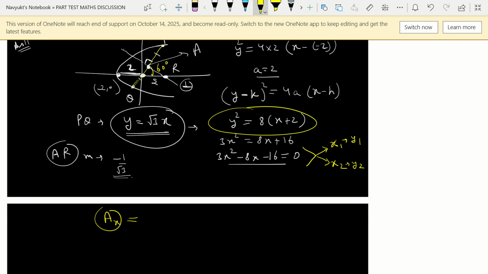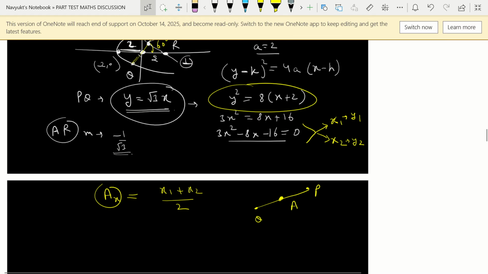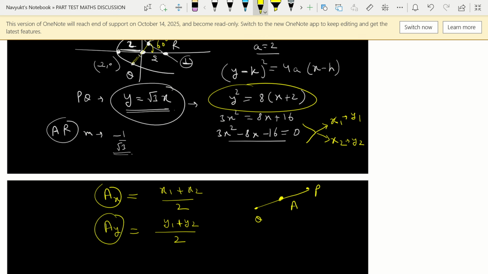Now, what will you write for A? The midpoint of P and Q. So Ax can be written as (x1 plus x2) by 2. Observe this: this is Q, this is P, and somewhere in the middle is point A. By the simple midpoint formula, Ax is this, and Ay will be (y1 plus y2) by 2. If you have observed this, we actually don't need to find the exact P and Q points, because the x1 plus x2 value we already have from this quadratic equation.